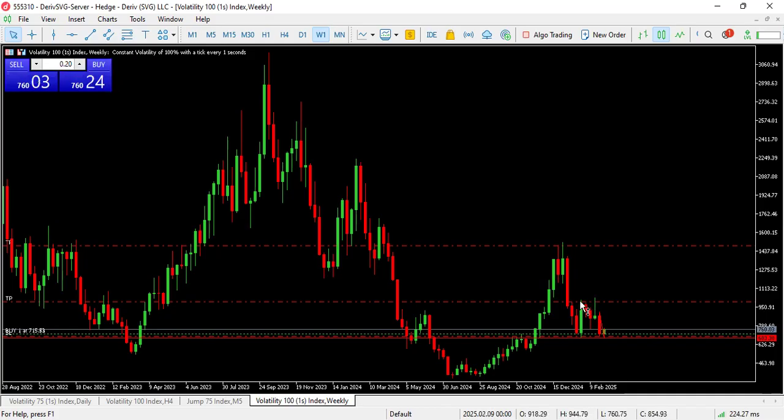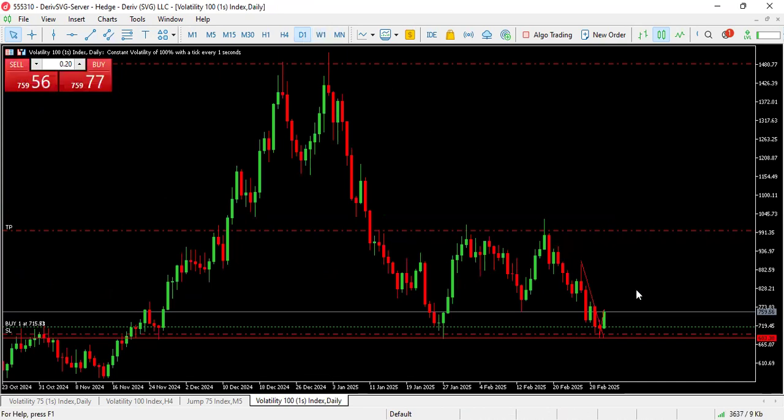Seen from the weekly time frame, the market pushed to the upside, and it did a double top here and also a double bottom here. So let's go to the daily time frame and see. Let me remove all these things.